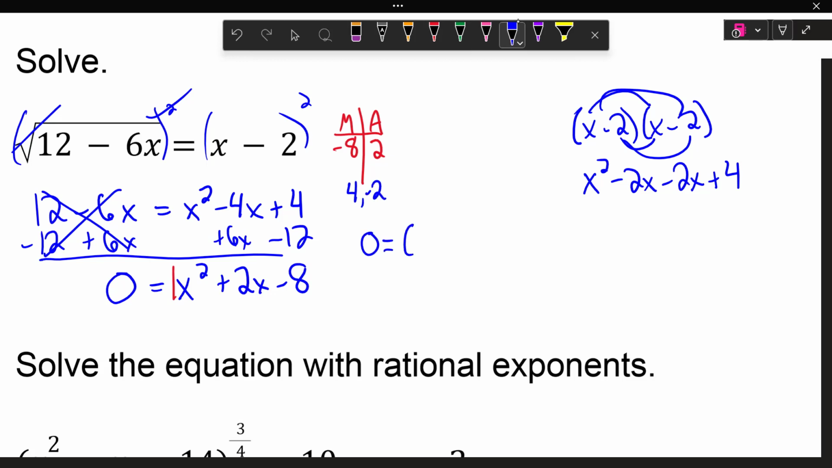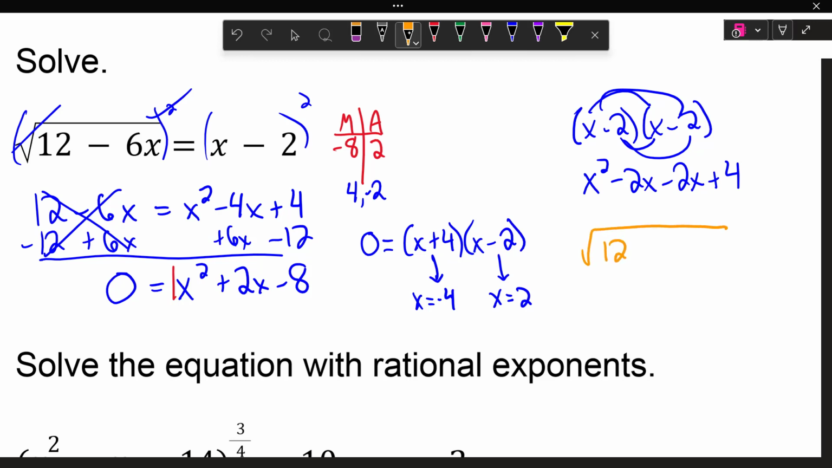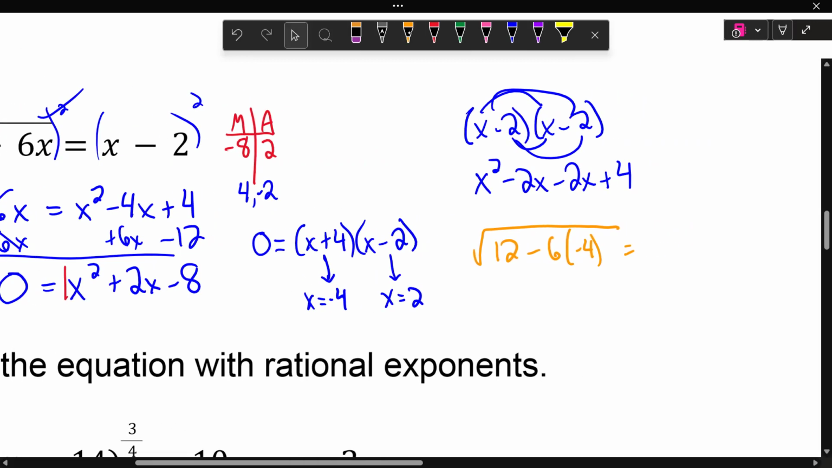So now we have 0 equals (x plus 4) times (x minus 2). Now we want what numbers make x plus 4 equal 0 and x minus 2 equal 0. So this will give us x equals negative 4. This will give us x equals 2. Now that's great, but we have to check for extraneous solutions. We got to make sure that both of them work. I'm not saying we have to do this all the time or write it out, but we should probably get in the habit of doing that. So we substitute in negative 4.